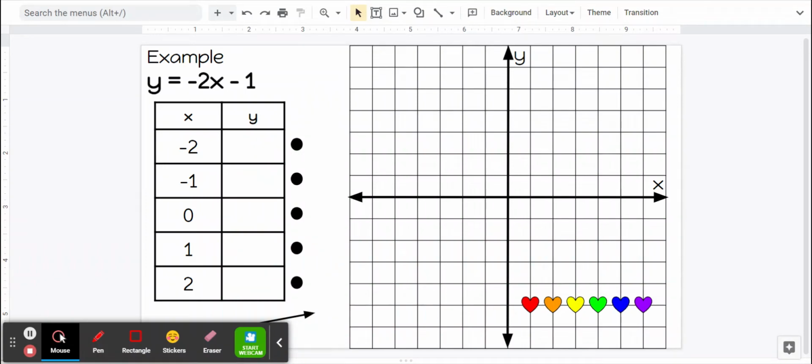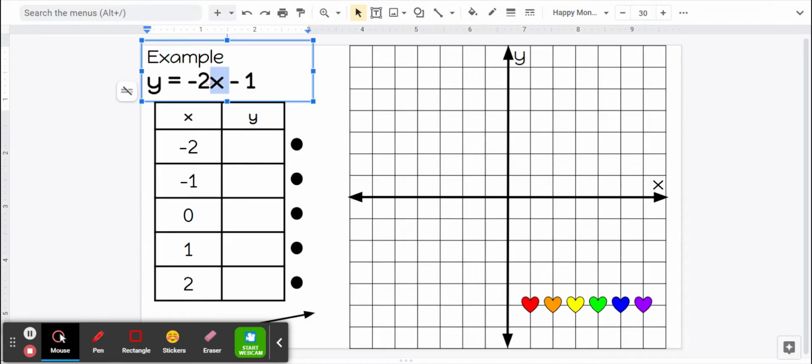In the last lesson, we created a table and graphed some points. We were given pictures, but this time we're going to take it one step further and we're going to be given an equation. So what we're going to do is replace x with each of these numbers from the table, solve for y, and then we'll have coordinates to graph.